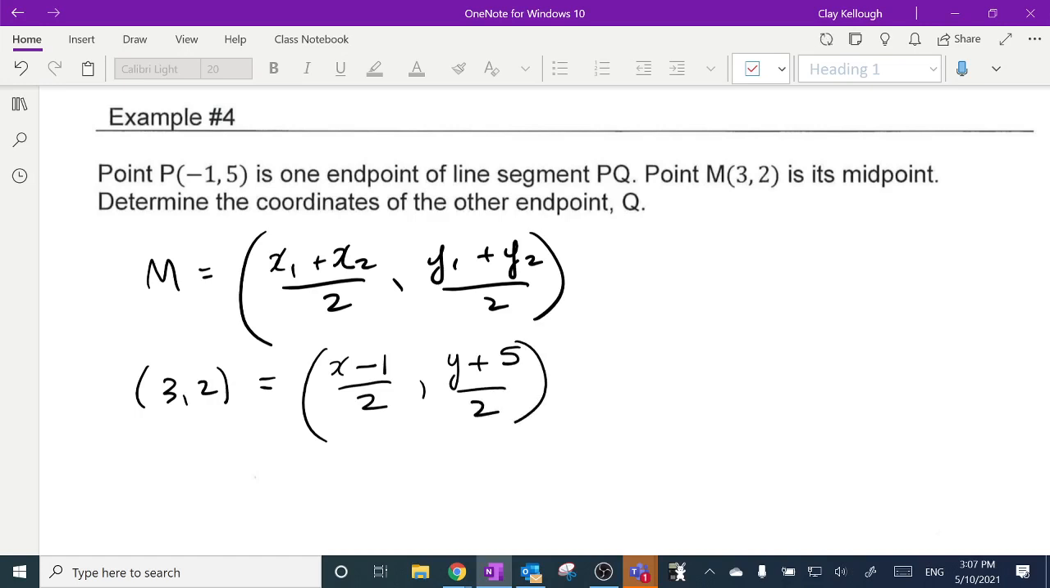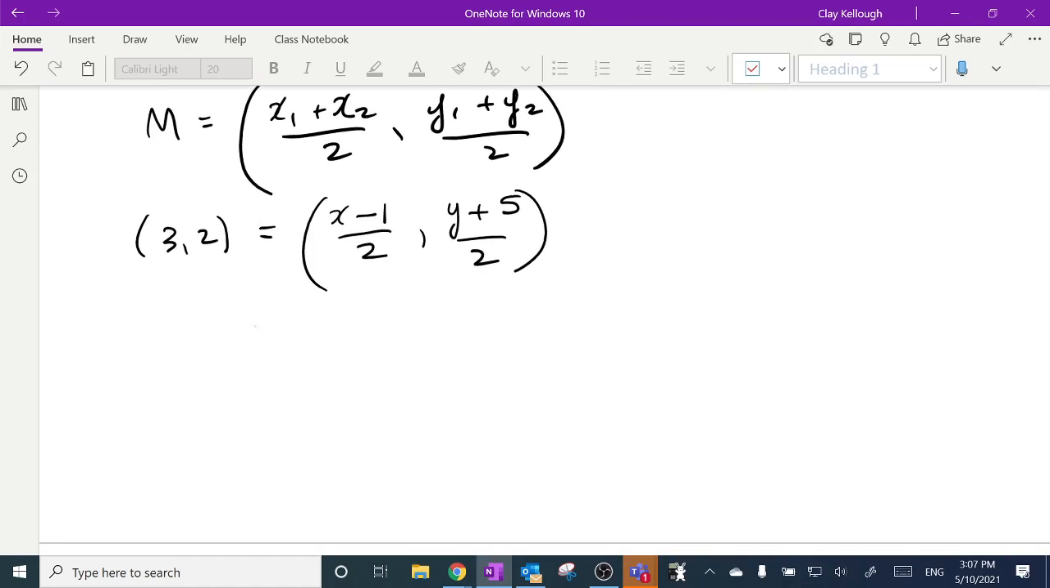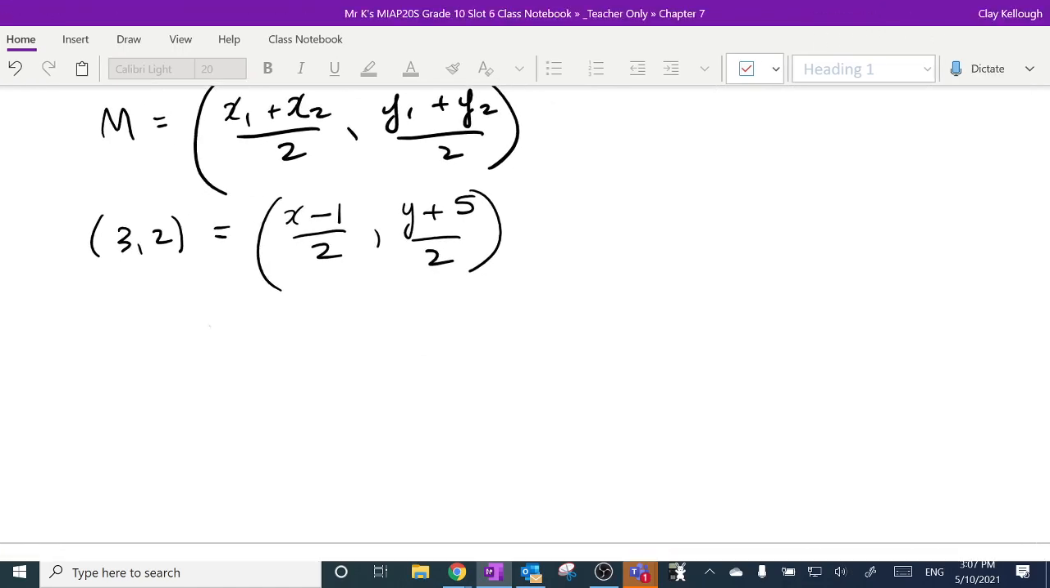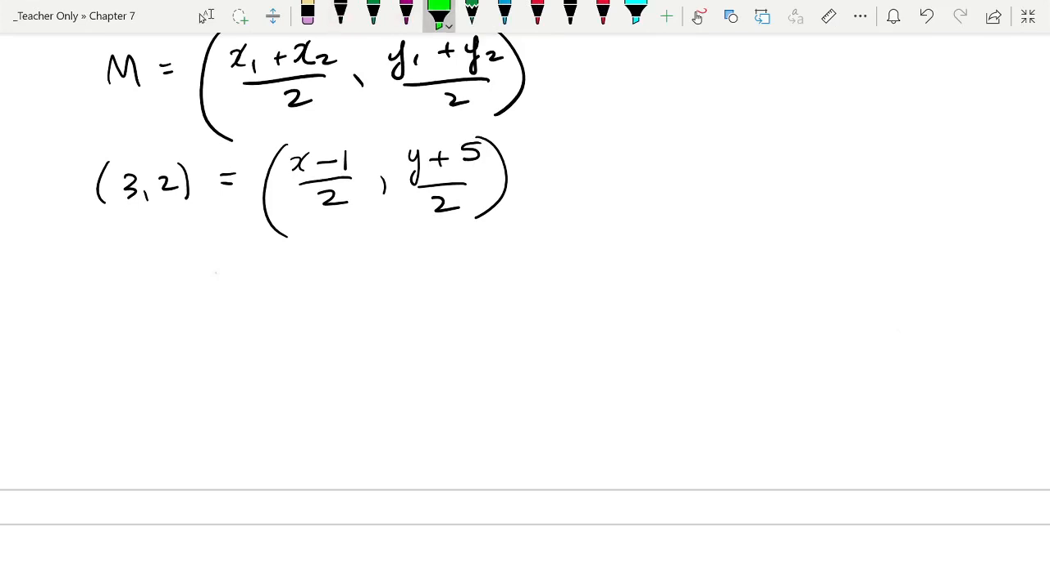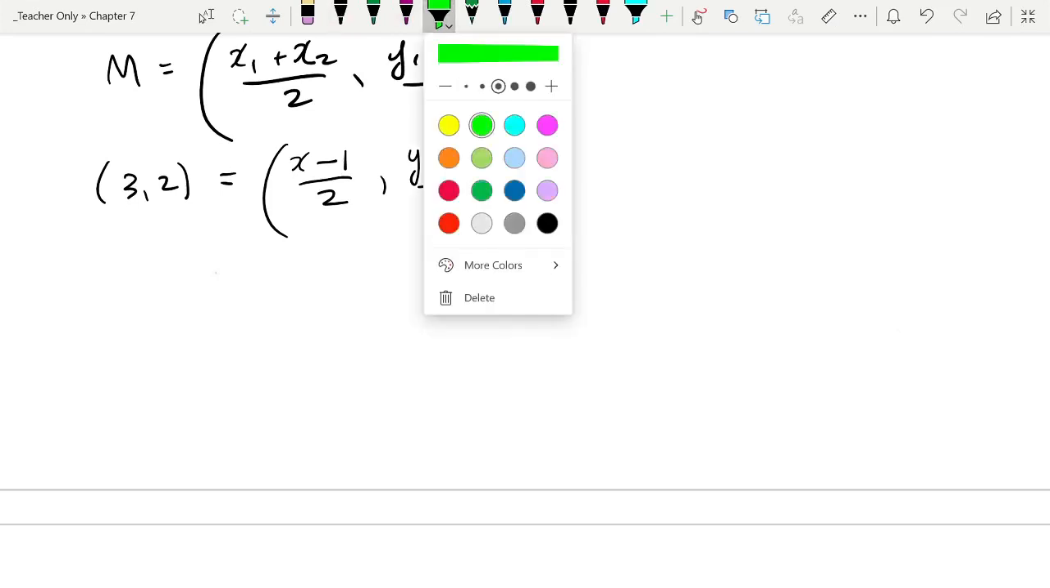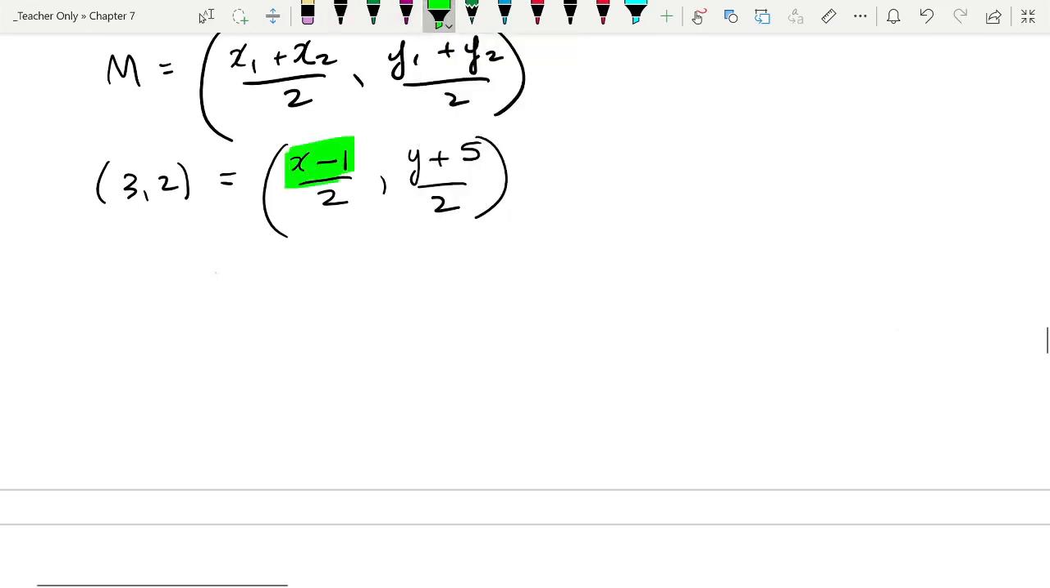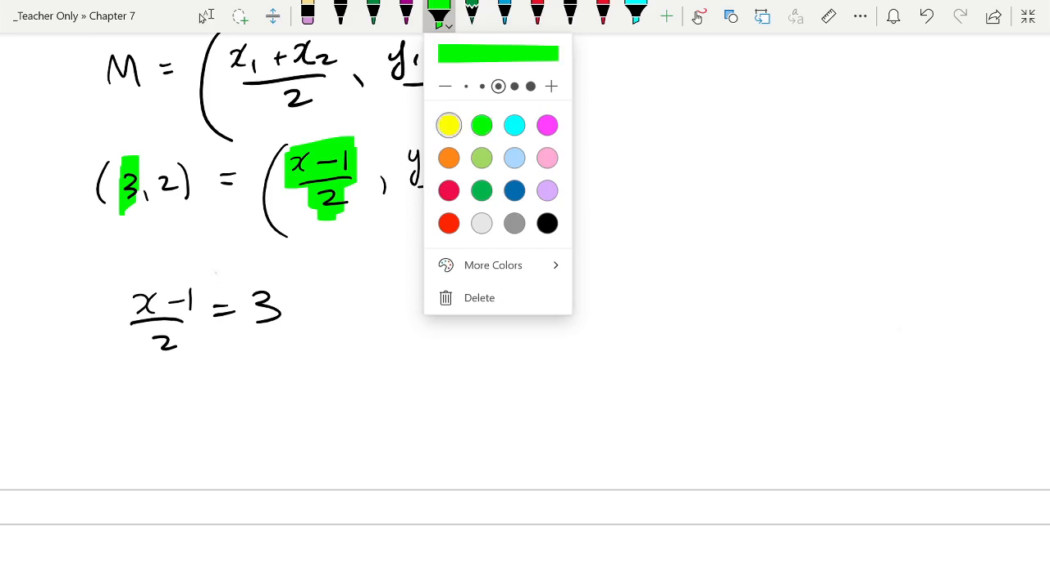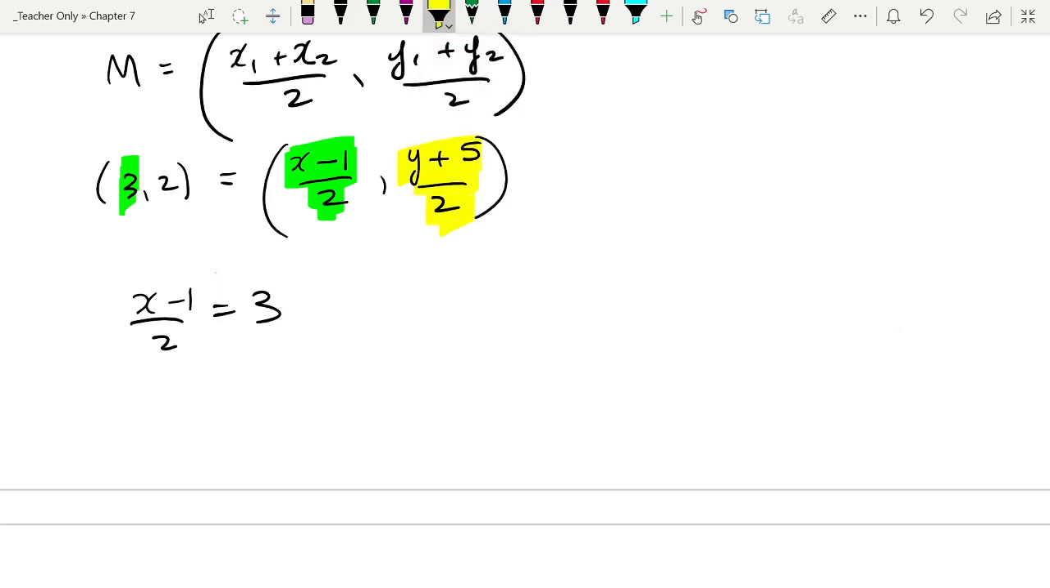And then I make two equations out of it, right? Hang on, let me use my highlighters. I know that this part of the equation here has to equal 3. So I'll make that the equation x minus 1 over 2 has to equal 3. And I know that this expression has to equal 2. So my second equation is y plus 5 over 2 is equal to 2.